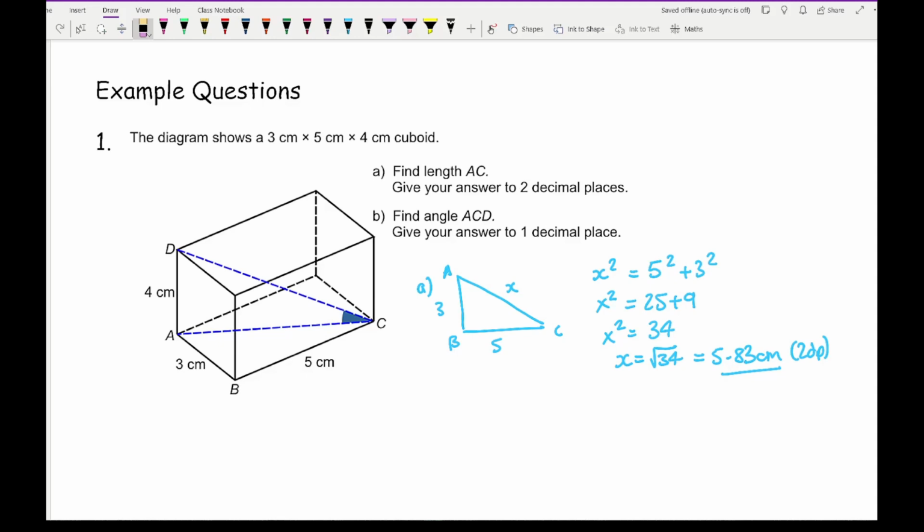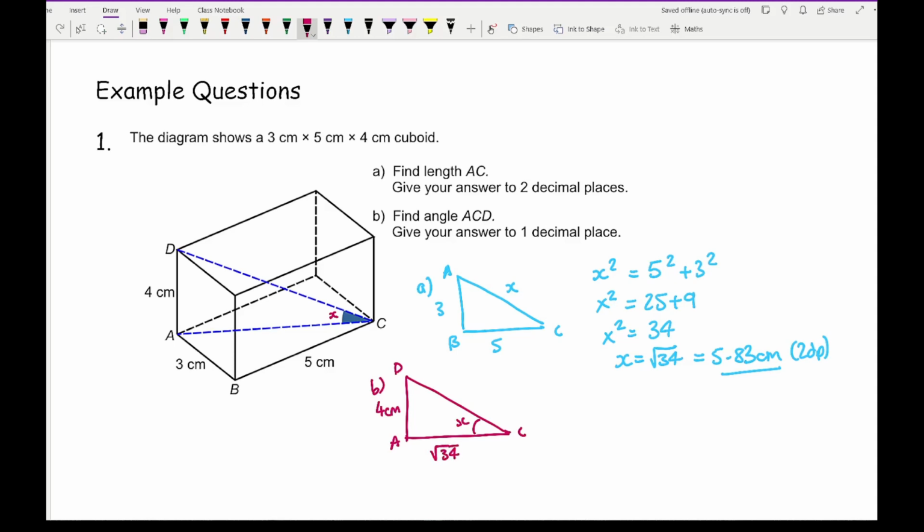So looking at this, we're trying to find the angle ACD, which this question has conveniently highlighted for me. This angle here is my X. Using that dashed triangle, for B, I've got this triangle here. This is my angle X, this is D, this is A, and this is C. In the question it's told me that this length here is 4 centimeters, and in the previous question I know that the length of A to C is root 34.